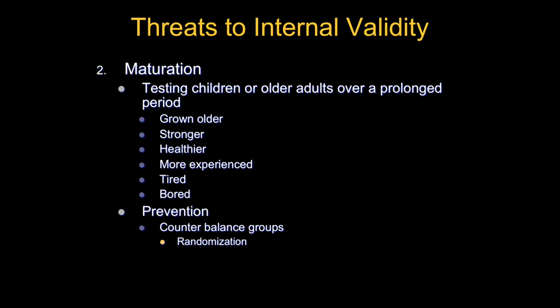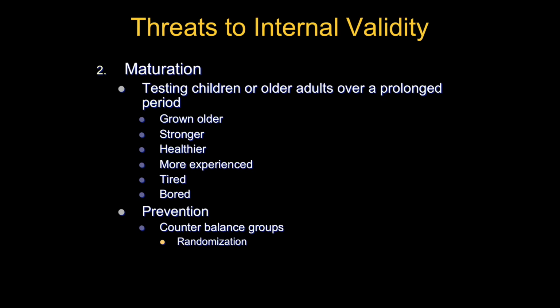Maturation is a second threat to internal validity, and this deals basically with children who are growing throughout a research project when it's going on, especially over the course of years, as well as older adults who are in a research study where you've got 3, 4, 5 years out in a project. So this is a concern because people grow older, they can grow stronger, they can get healthier, they can get more experienced, they can get tired or bored. These are all threats to internal validity.